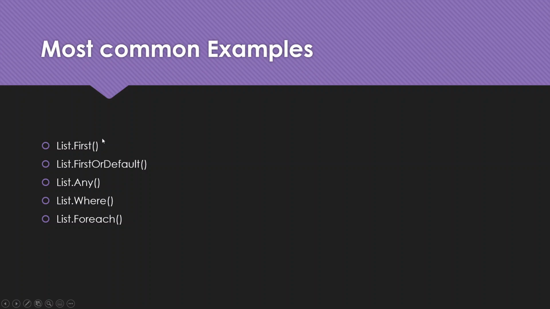We talked about these two before when we were talking about null reference exceptions. Any essentially just returns whether there are any elements in the list that match some criteria that's passed in as a lambda expression. Where passes back the sublist that matches that search expression. ForEach iterates through the list and does something that you pass in as a lambda expression.